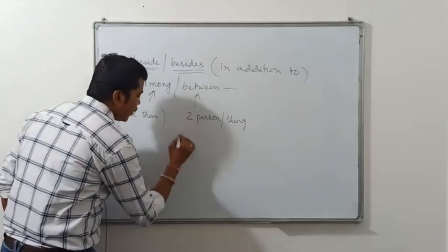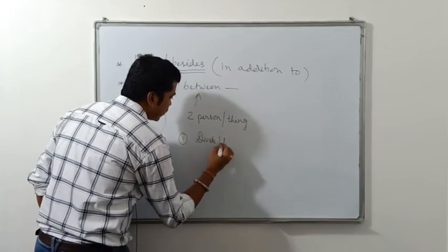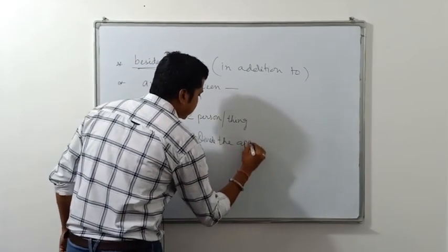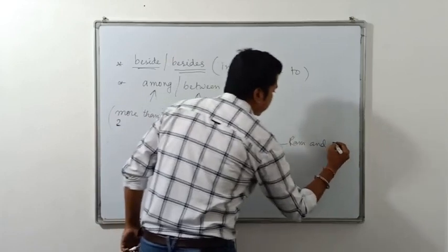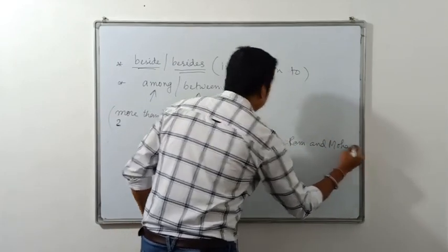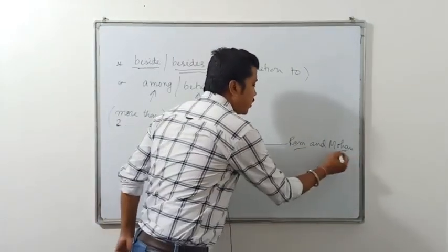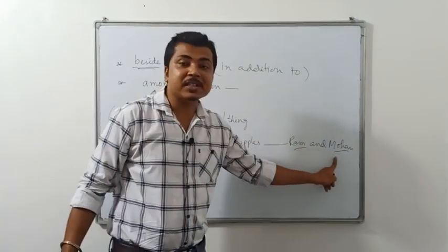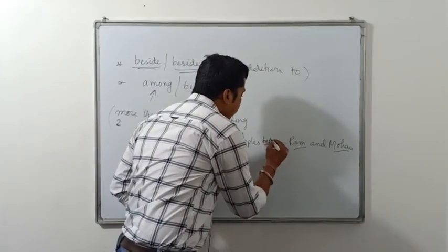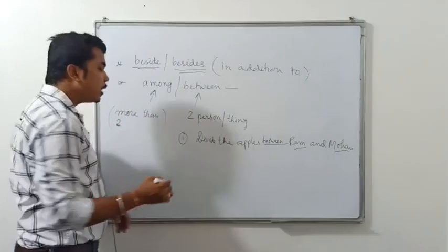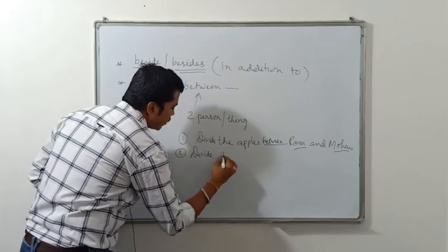Suppose number one example I am giving you. Divide the apples dash Ram and Mohan. Divide the apples dash Ram and Mohan. Here in this sentence we are speaking about two person. So as I said, whenever we are speaking about two person or two thing, that time we are going to use the prepositional word between. So here our prepositional word will be between. Is it clear?